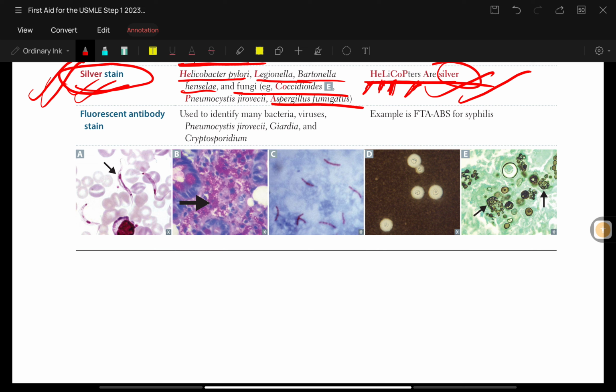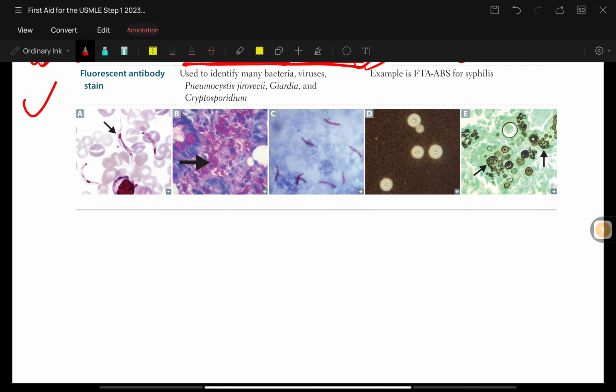for Aspergillus fumigatus, and also P is for Pneumocystis jirovecii. So in this way we can remember silver stain: S for Helicobacter pylori, L for Legionella, then we have Bartonella, then Coccidioides for fungi, then P for Pneumocystis jirovecii, and A is for Aspergillus fumigatus. These are used in silver stain.